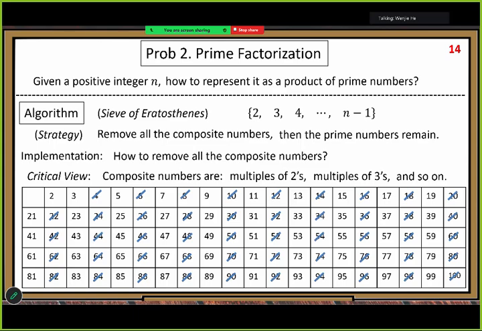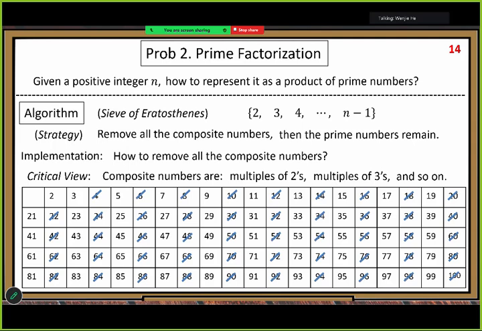But that's not good enough. The second round, cross out multiples of 3. But when you cross out multiples of 2, don't cross out the first one, 1 times 2, because it's a prime. Do not cross out 1 multiple of 2. Starting from 2 squared, 4, do the elimination.